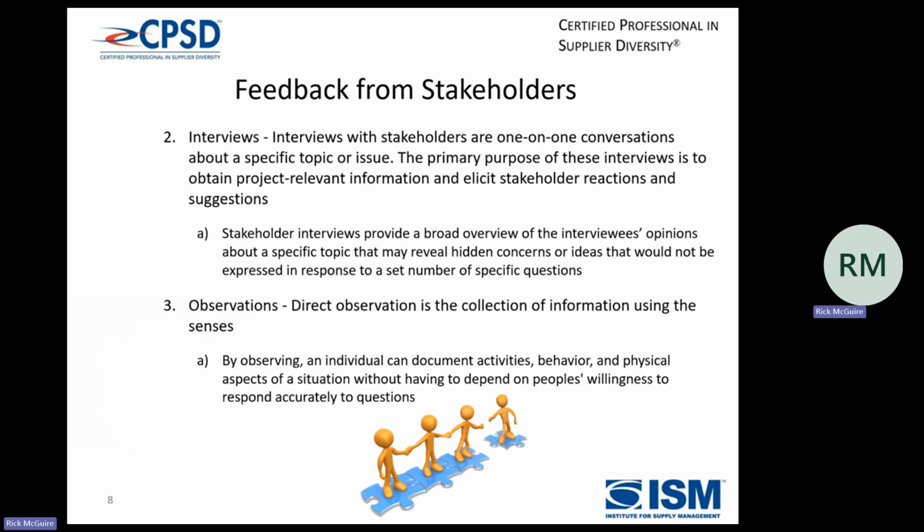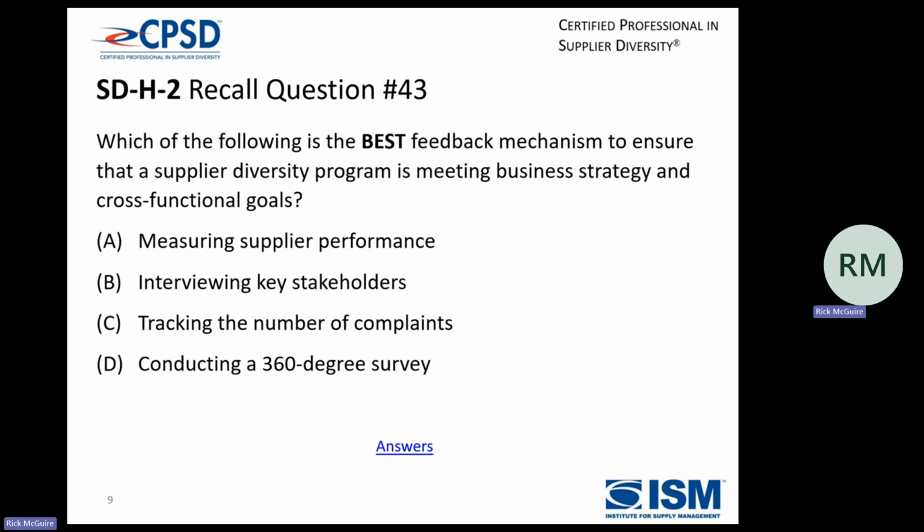Interviews with stakeholders are one-on-one conversations about a specific topic or issue. The primary purpose of these interviews is to obtain project relevant information and get reactions. Stakeholder interviews provide a broad overview of interviewees' opinions about a specific topic that may reveal hidden concerns or ideas. Observation: direct observation is the collection of information using the senses. By observing, an individual can document activities, behavior, and physical aspects of the situation without having to depend on people's willingness to respond accurately to questions.